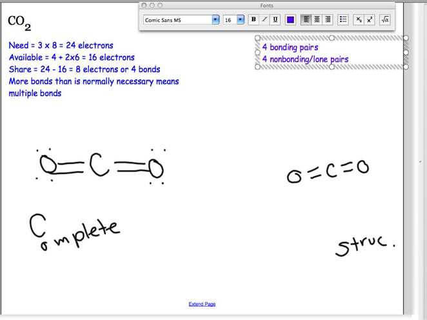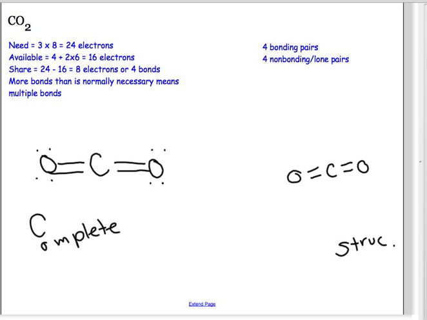So that's kind of just how you do Lewis structures. You're going to be practicing these a lot. They're like a major part of this chapter. So you really want to make sure you do the need, available, share. If you don't, you will not be able to predict multiple bonds, or in a little bit we're going to have less bonds. So just make sure you're really paying attention.